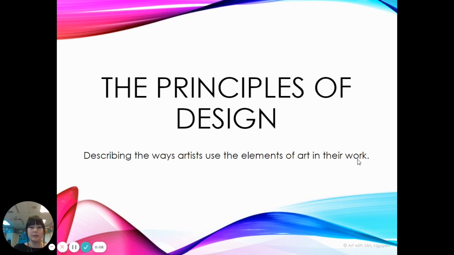The principles of design is the way artists use the elements of art and construct it in their own way to make their artwork. So if you think of the elements of art as the ingredients of art, then the principles of design are like the recipes for making art. If you think of the elements of art as Lego blocks, then the principles of design would be kind of like the instructions for your Lego set.